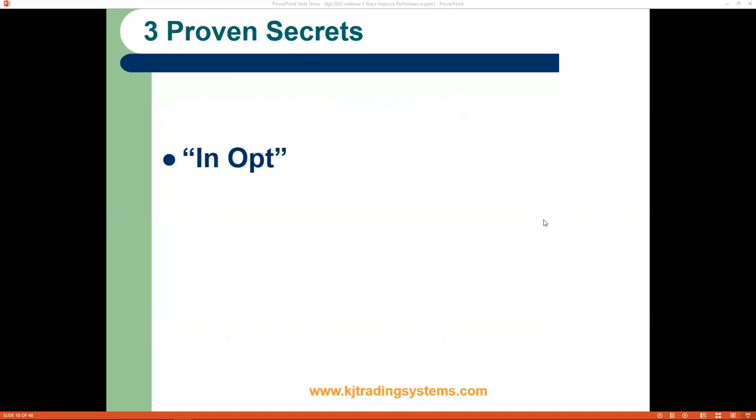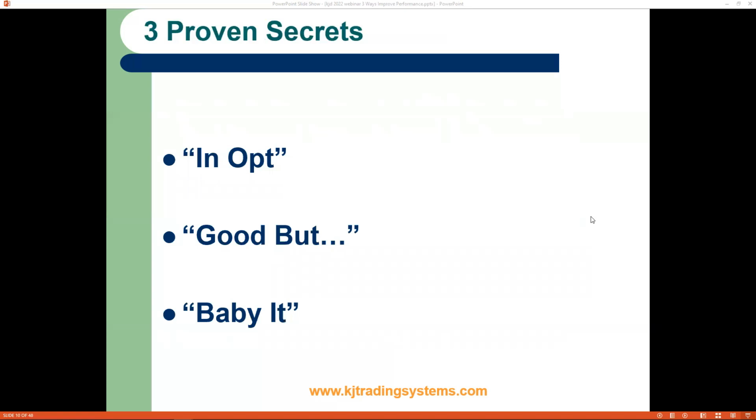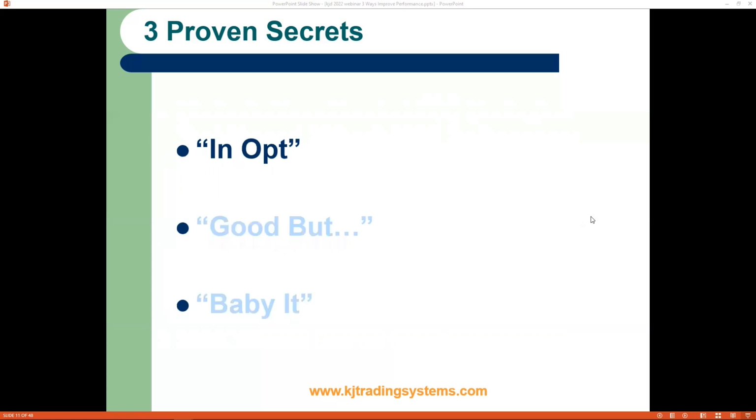The first one is called Inopt. The second one is called Good But, and the third one is called Baby It. Okay, so I'm going to talk about each one of these secrets. So get ready to take some notes on each one of these, because I can pretty much guarantee you, if you adhere to these secrets and incorporate them in what you're doing when you're building a strategy, you're going to build better strategies. So let's talk about the first one. That's Inopt.